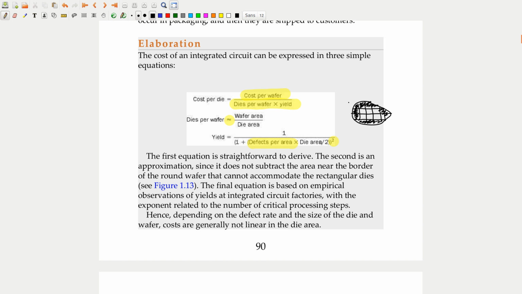Yeah, people don't manufacture triangular integrated circuits. They're all rectangular, square. So yeah, all these ones with curves, those are just chopped off. And so they try to minimize that.